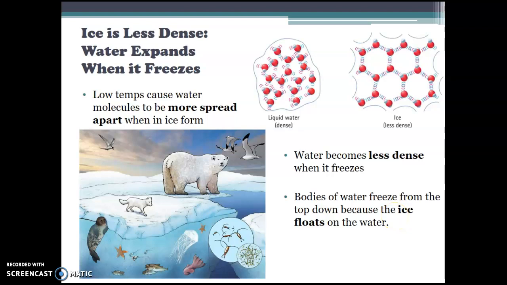Think of a pond that freezes in the winter. The pond freezes from the top down, not the bottom up. This allows organisms to live under that ice, even in very cold temperatures. The ice acts as an insulator, preventing the cold temperatures from causing that water underneath to get colder and colder, and it protects the organisms below during the cold winter.